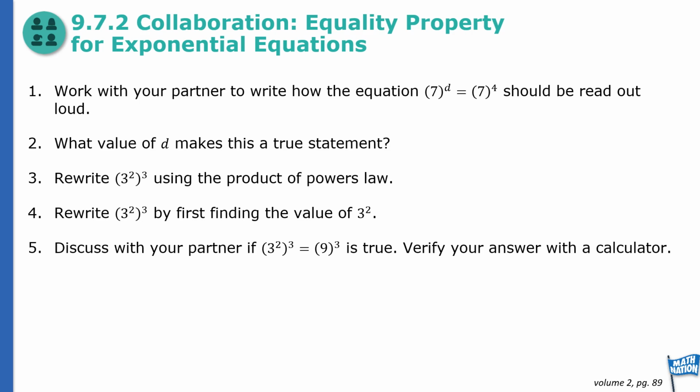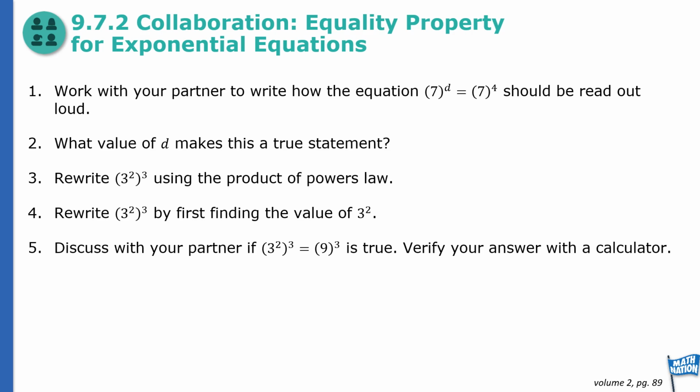What value of d makes this statement true? So looking at your bases, the 7, that's your base. Now looking at the exponent, d is equal to what? That's right, 4. d is equal to 4. Now for number 3, it says to rewrite 3 squared raised to the 3rd power using the product of powers law. These are lessons that we've covered before, using those exponent laws.